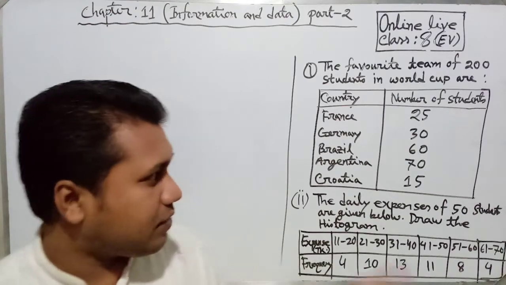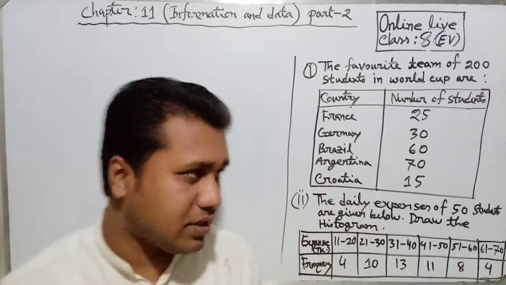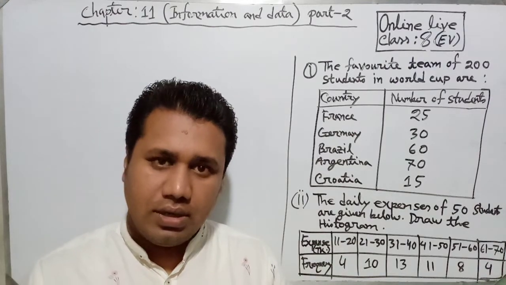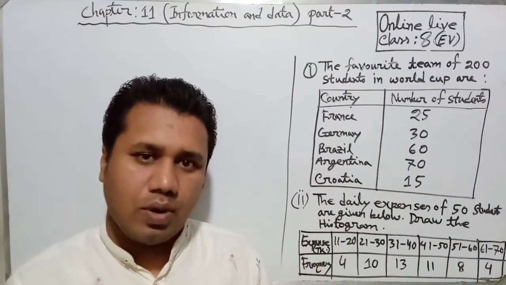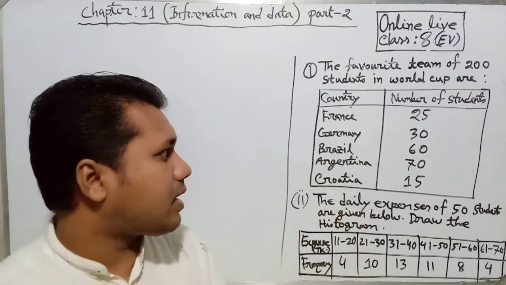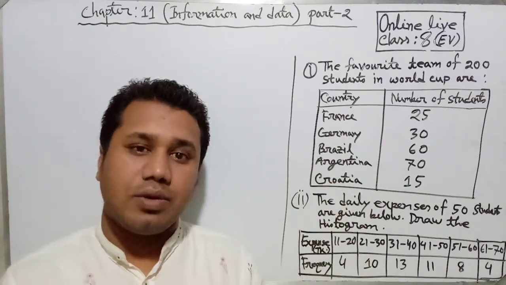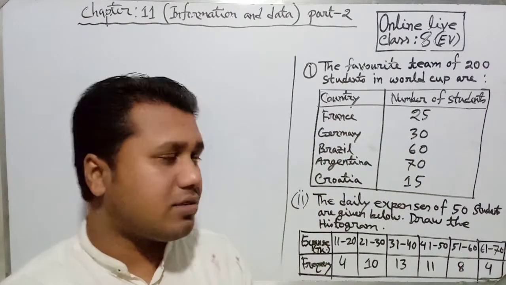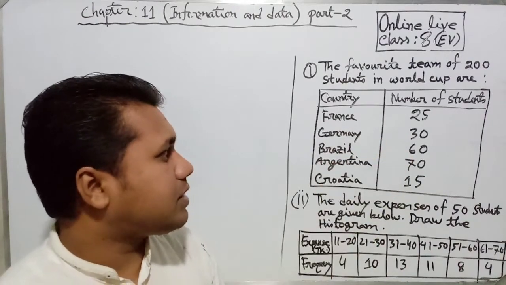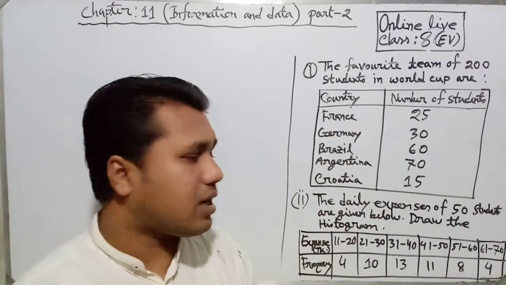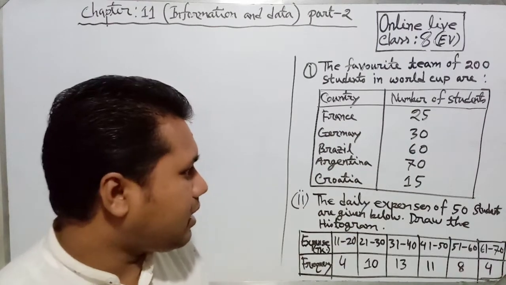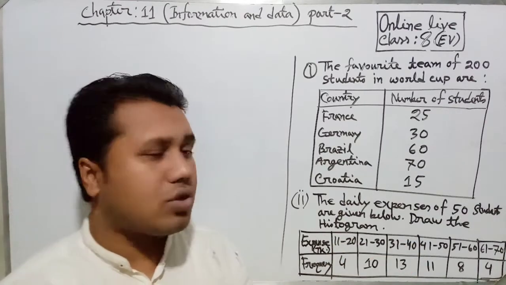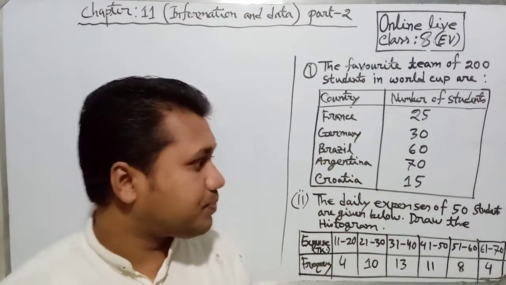So dear students, at first look, I have written some information. First one, the favorite team of 200 students in the World Cup, suppose the football World Cup. Countries: France, Germany, Brazil, Argentina and Croatia. Look, France, number of students who like this team 25, Germany 30, Brazil 60, Argentina 70 and Croatia 15. Here Argentina has the most supporters.